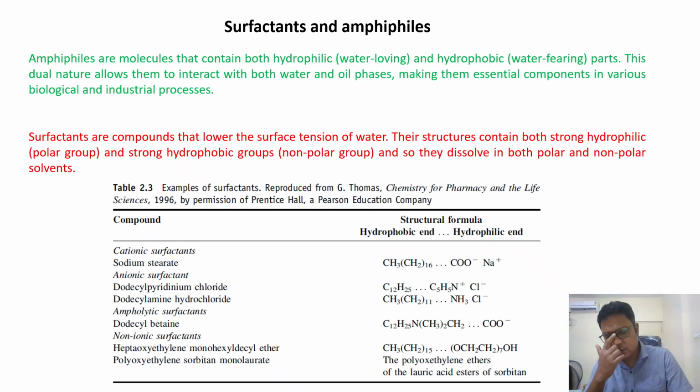Now let us talk about surfactants and emulsifiers. Emulsifiers are molecules that contain both a hydrophilic, water-loving group and a hydrophobic, water-fearing part. This dual nature allows them to interact with both the water and oil phases, making them essential components in various biological and industrial processes. Now let us talk about what a surfactant is.